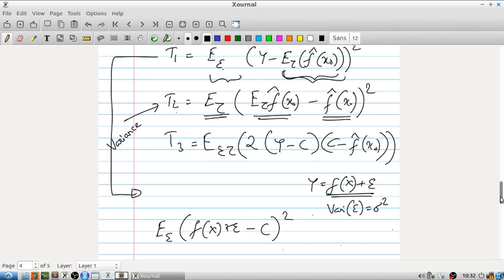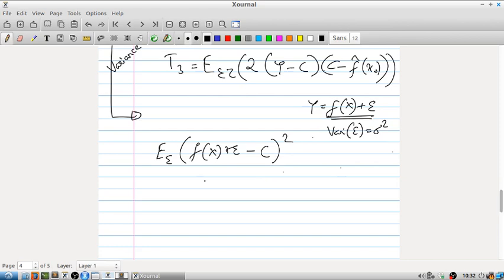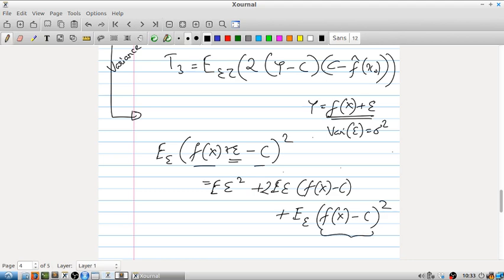Now I can expand this term again, a second expansion of a square, where the first term is epsilon and the second term is f of x minus c. That gives the expectation of epsilon square, plus the expectation of 2 times epsilon times f of x minus c, plus the expectation of f of x minus c, the whole square. Remember, it's just the a plus b whole square expansion. But this last part is not a function of epsilon anymore, so you can take it out of the expectation. The expectation of epsilon is 0 by assumption in my model, and the variance of epsilon is sigma square. So this part doesn't depend on epsilon.